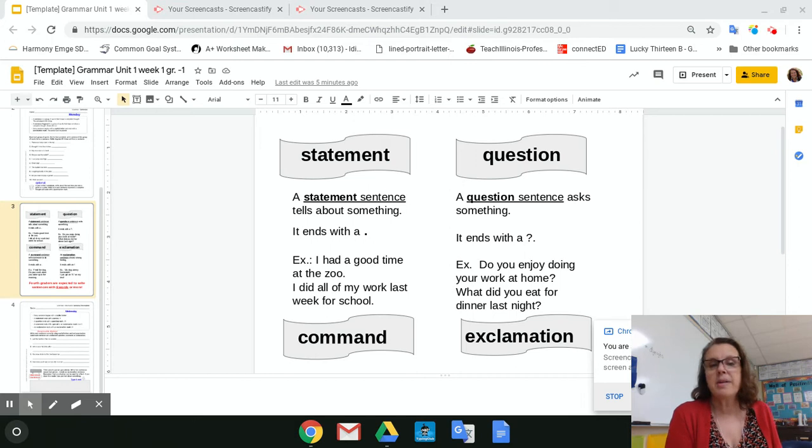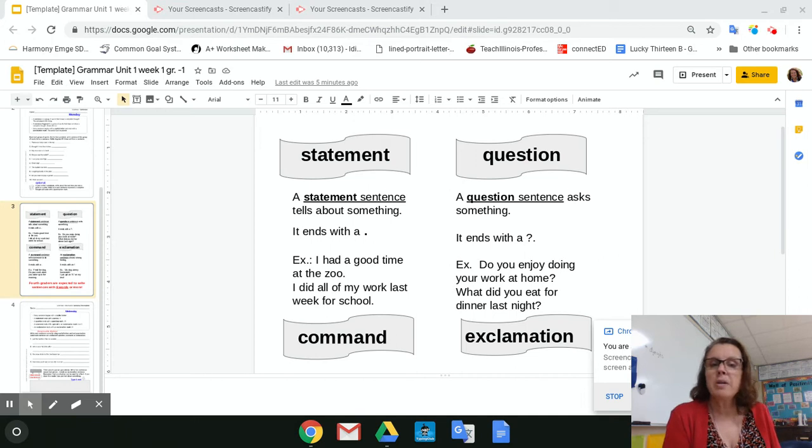We have some examples. The first example, do you enjoy doing your work at home? Now, if I asked you that, you would feel like you wanted to answer it. That means that I asked you a question, and your response would more than likely be a statement. So that's an example of a question and a statement. If I said, do you enjoy doing your work at home? You might say, I enjoy some things that I do at home, but I really miss school. That would be a statement.